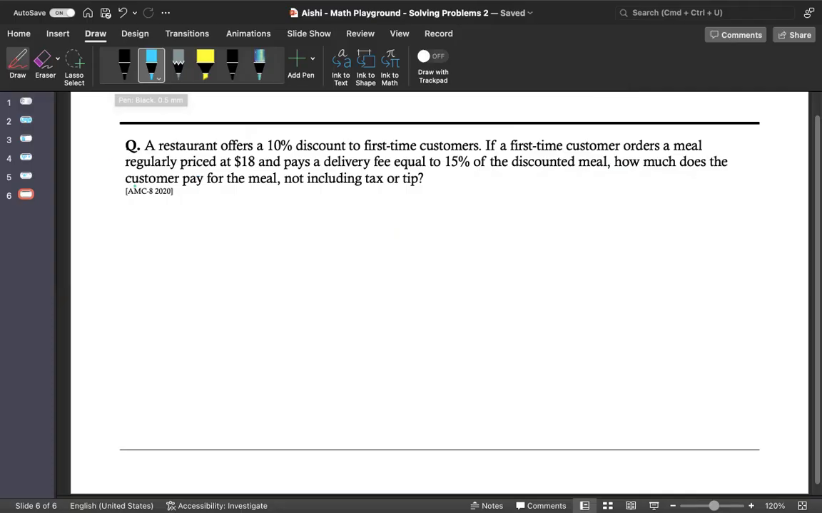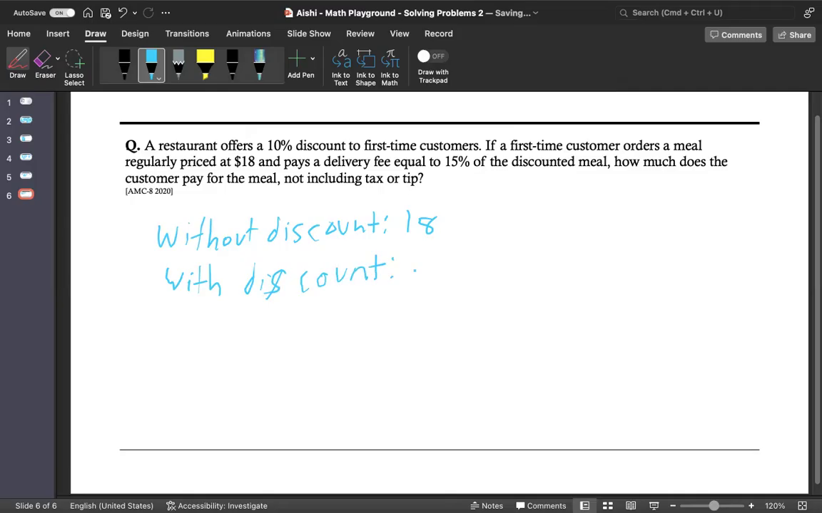Alright, so if you pay for it without discount, without discount it's $18. Now with the discount, it is 18 minus 1.8, which is equal to $16.2, which in money is $16.20.